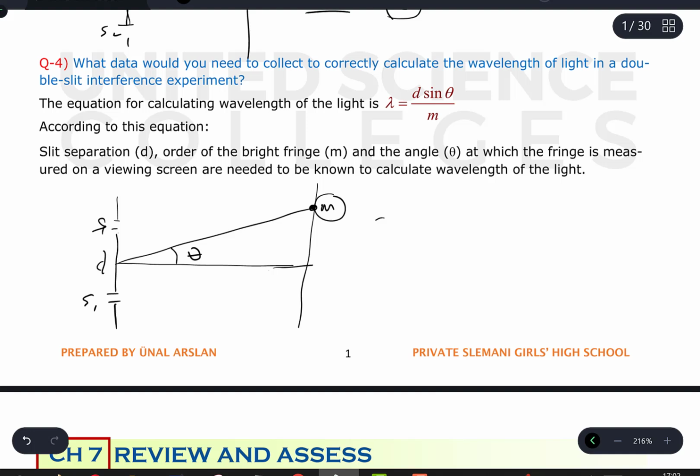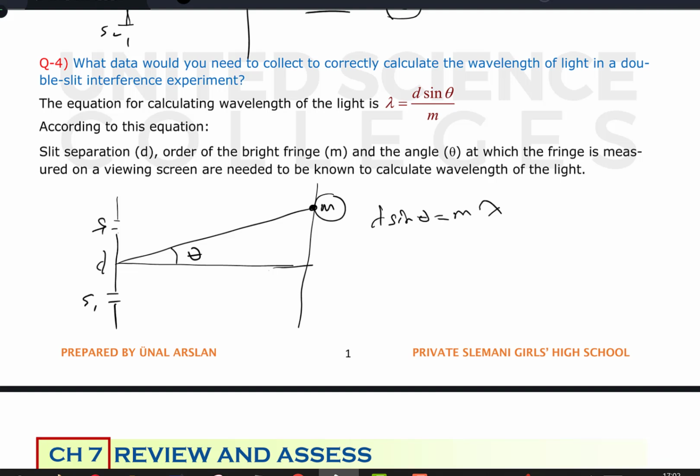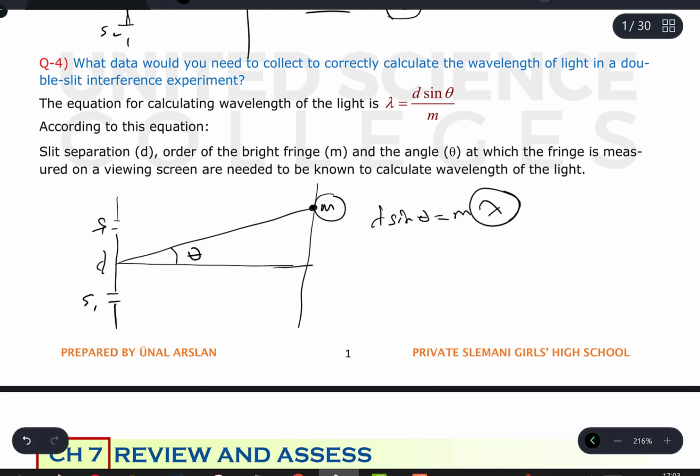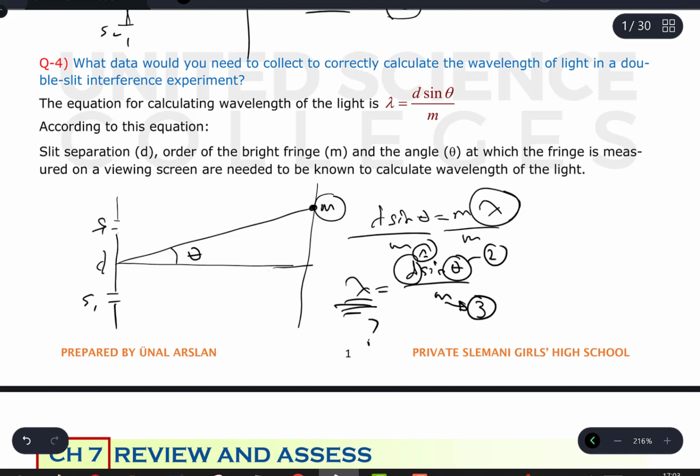Why? Because d sin theta is equal to m times lambda for constructive interference. If you want to calculate lambda, you have to divide both sides by m. So lambda is going to be d sin theta over m. So d must be known, one, theta must be known, two, and the order of the bright fringe must be known, three. These three must be known to calculate the wavelength of the light.